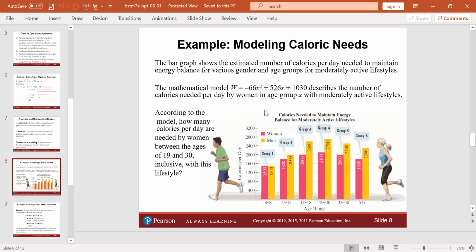The bar graph shows the estimated number of calories per day needed to maintain proper energy levels, whatever you want to call it, for various gender and age groups for an active lifestyle. So, as all of you probably know, calories are the energy units of our food, basically. That's how we measure them. The more food you eat, theoretically, the more your body can turn that into energy.